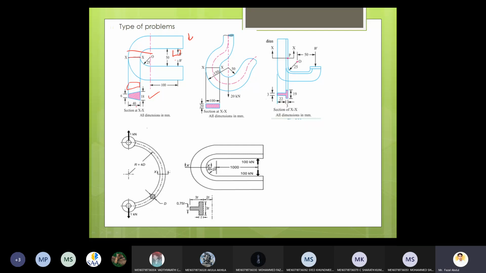You may find the T section sometimes after cutting this one. You may find the I section also, right? So here are a few problems I listed that are commonly asked in examinations.